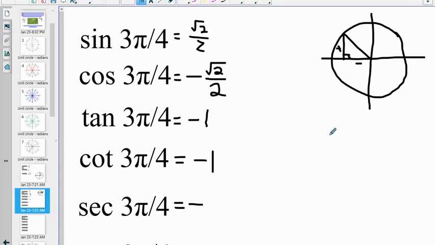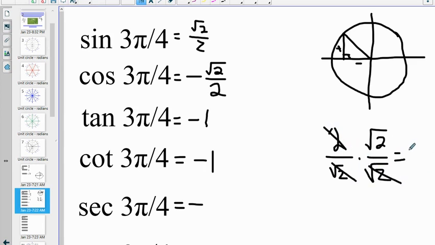And then when I think about the reciprocal of the square root of 2 over 2, 2 over the square root of 2. And when I rationalize that denominator by multiplying by the square root of 2 over the square root of 2, we end up with 2 times the square root of 2 on the top and 2 on the bottom. So the 2 ends up canceling out with that 2. And we end up with negative root 2 for secant and positive root 2 for cosecant.